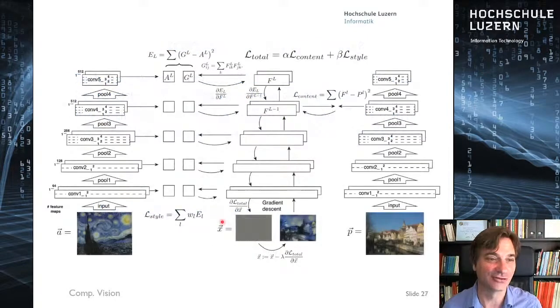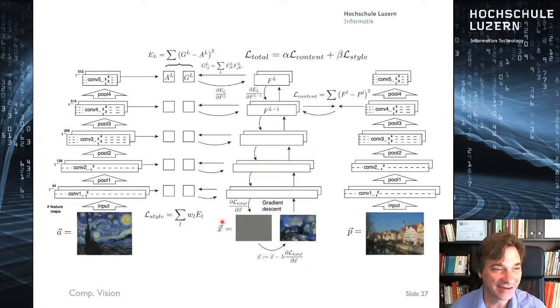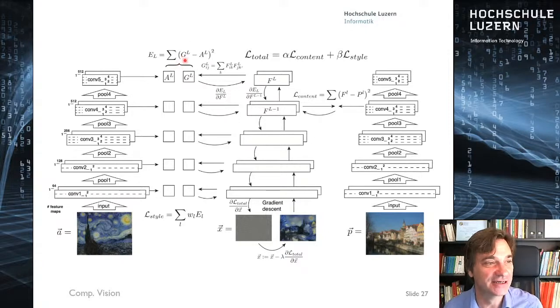Okay, so similar picture as before, but here is how it looks all together. On one side we have the style image, we calculate the gram matrices, and we calculate a loss function by the difference between the matrices from the original and the generated image. And the total loss for style is the sum of those differences across different layers.